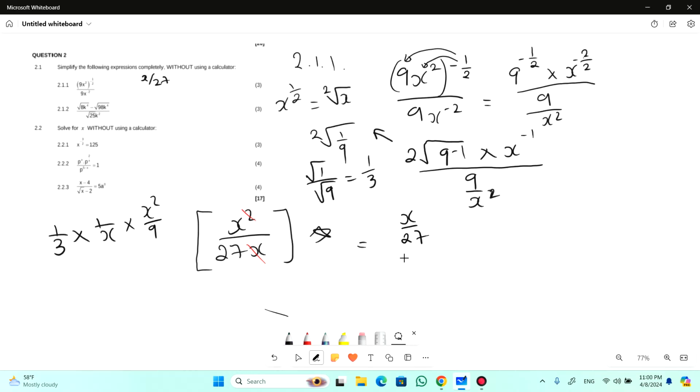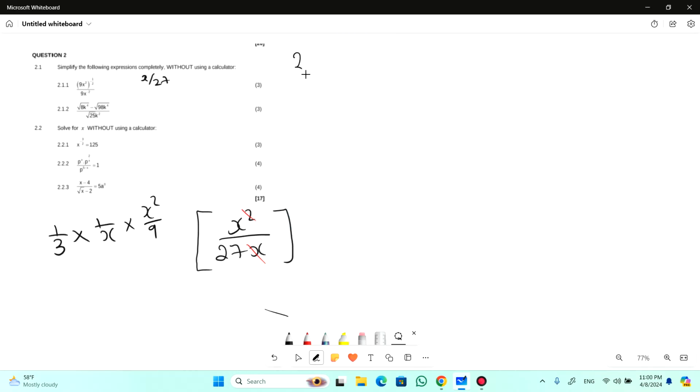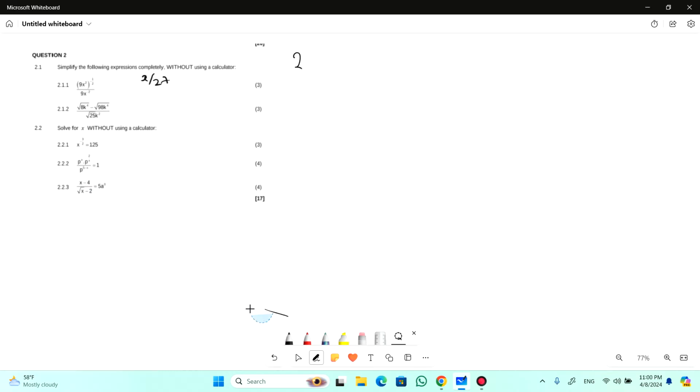Now let us prove whether the answer is correct or not. We see our answer is x over 27. I want to prove this. Let us make x a number. Let's make it simple. Let's say x is equal to 27.